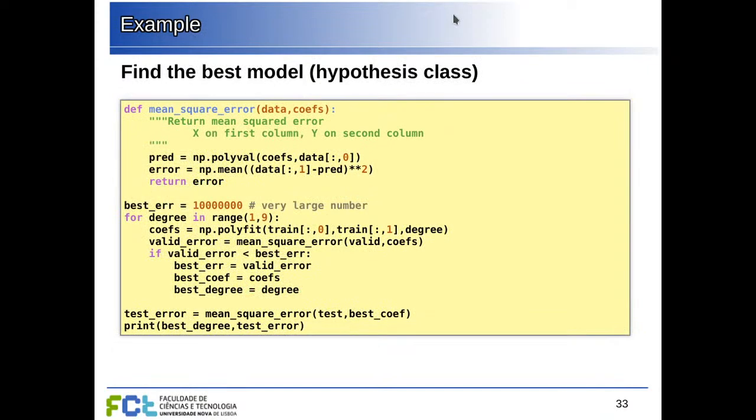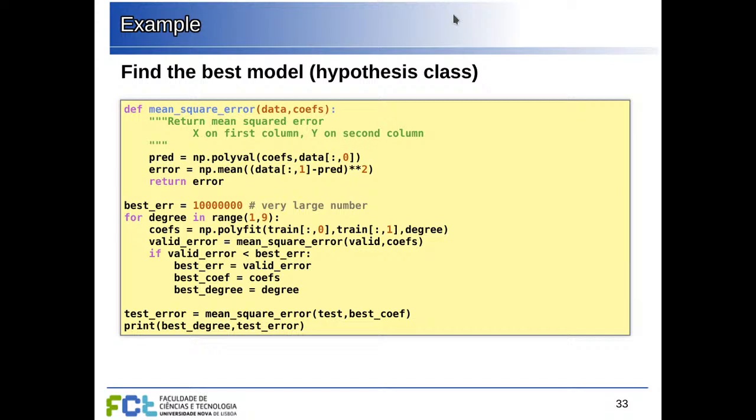So now we're going to find the best model. We are also going to find the best hypothesis out of all the models, but we're going to loop through the different models and try to find the one that gives us the best error outside the training set. But remember that since we are choosing the best one, we cannot use the test set because then it will not be really a test error, it will be biased and not an unbiased estimate of the true error.